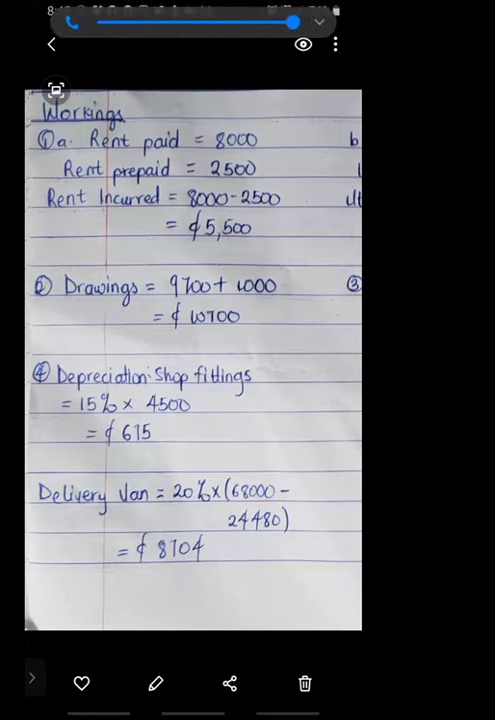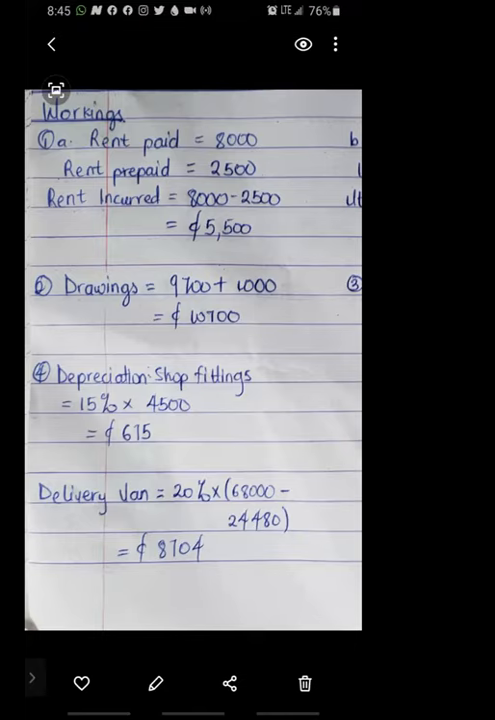Continue. Yeah. And the rent prepaid would be treated as a current asset. Very good. Statement of financial position.